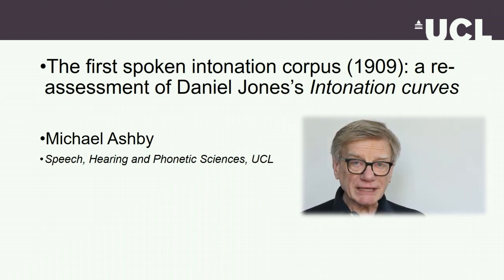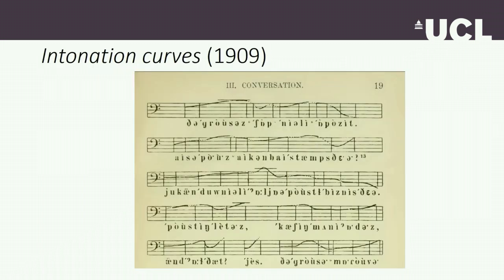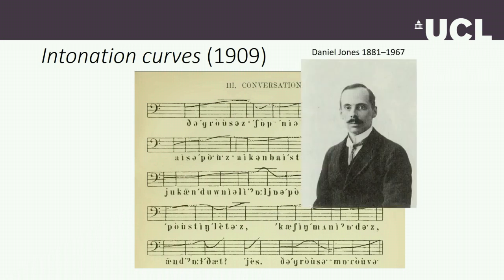Hello, I'm Michael Ashby. The title of this paper is The First Spoken Intonation Corpus. It's a reassessment of this work, Intonation Curves, written by Daniel Jones and published in 1909. Intonation Curves is an early work by the UCL phonetician Daniel Jones.